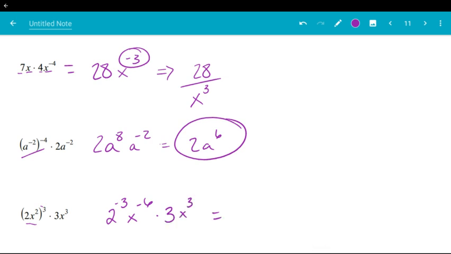Let's further simplify. 2 to the negative third power means that 2 actually needs to be moved into the denominator. The 3 is good where it is, so it's going to stay in the numerator. And then we can go ahead and combine our x's, which gives us x to the negative third power. Further simplifying, we need to move the x to the negative third to the denominator, and 2 to the third power is 8.